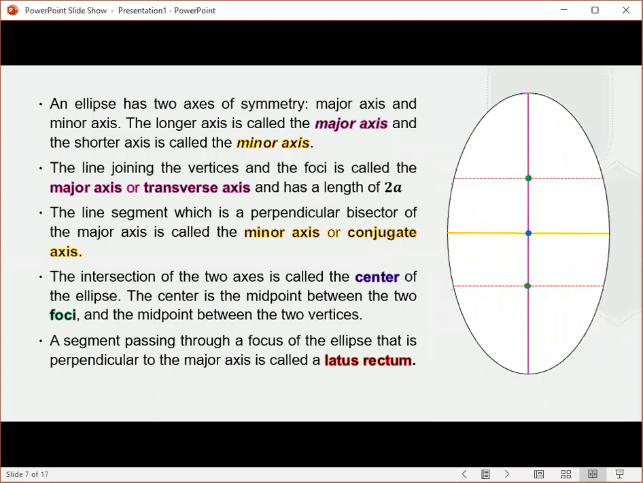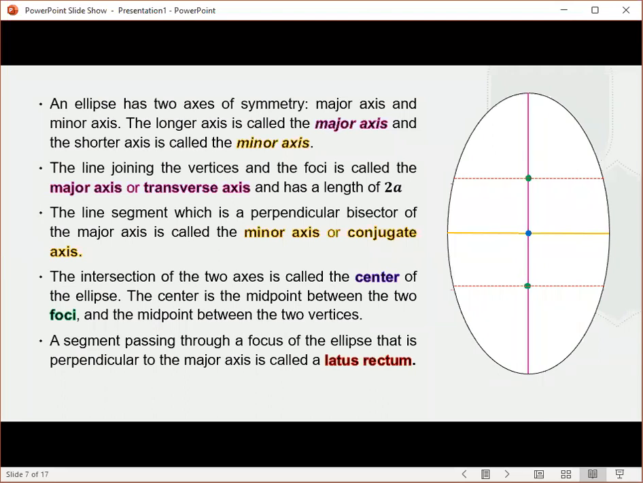Now, how do we sketch the graph of an ellipse? To sketch the graph of the ellipse, all you need to do is determine the vertices, the endpoints of your minor axis or the co-vertices, and the endpoints of your latus rectum. The vertices are the endpoints of your pink line. The co-vertices are the endpoints of your yellow line. And the endpoints of the latus rectum are the endpoints of those red lines.